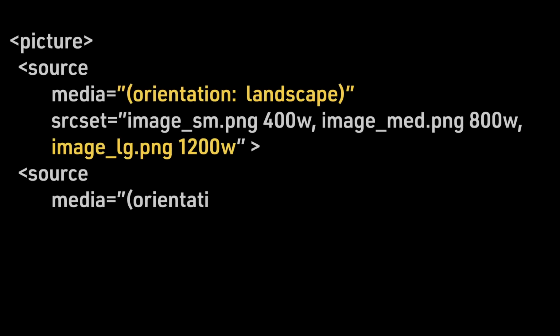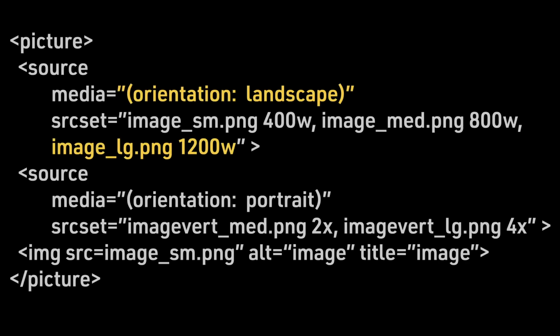What image would load if we were on a 27-inch desktop with our browser open the full width of the screen? Image_lg.png. Looking at the code again, we will again look to the first source that matches the media condition of landscape orientation, which would fit using a large desktop screen. The 1200W would be the most likely image appropriate for such a large screen.